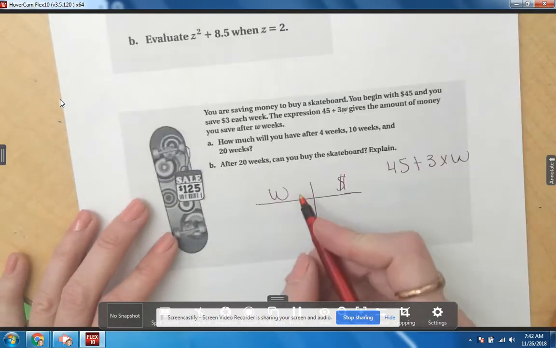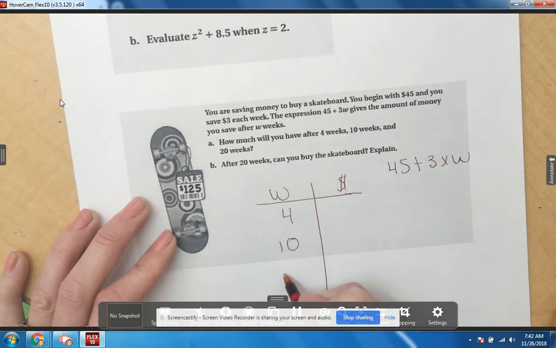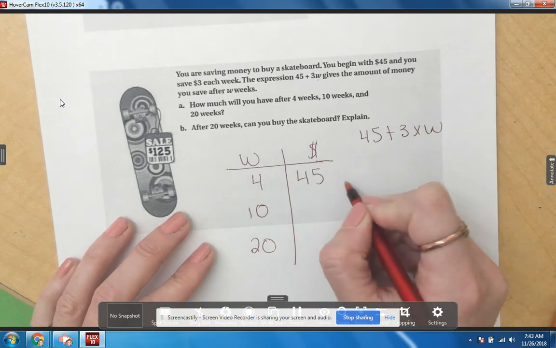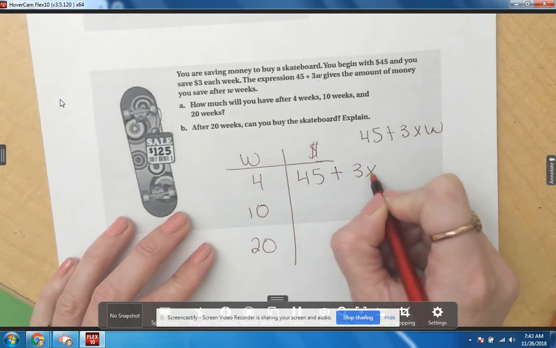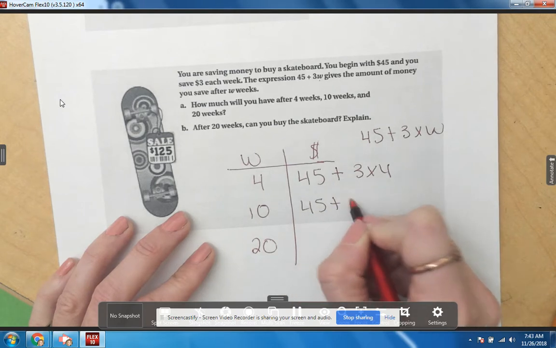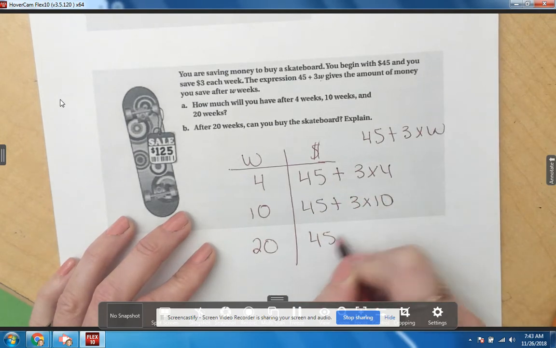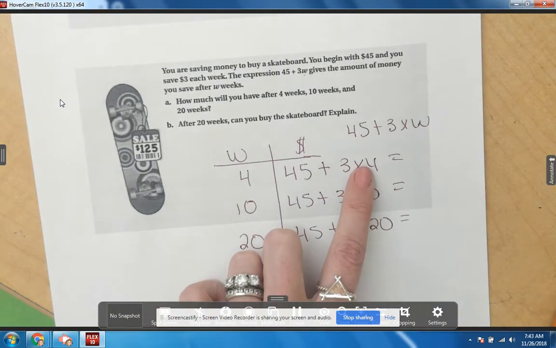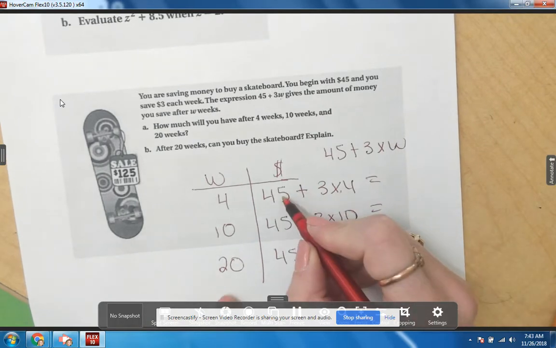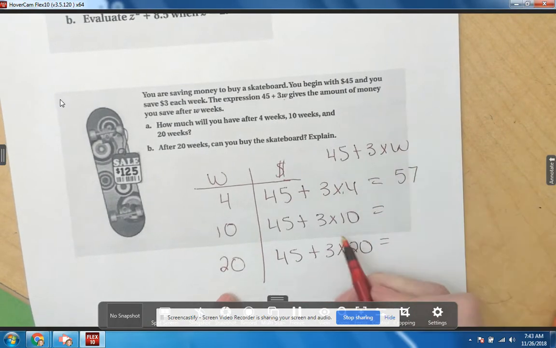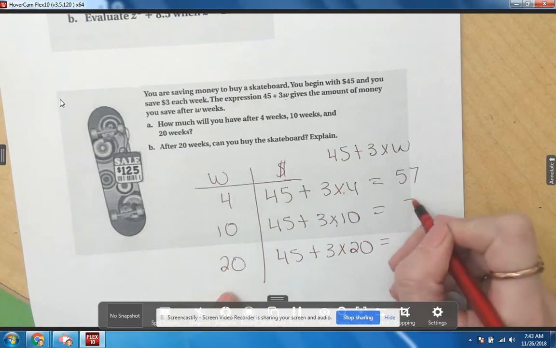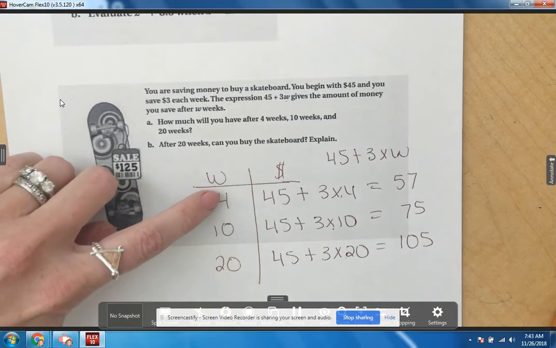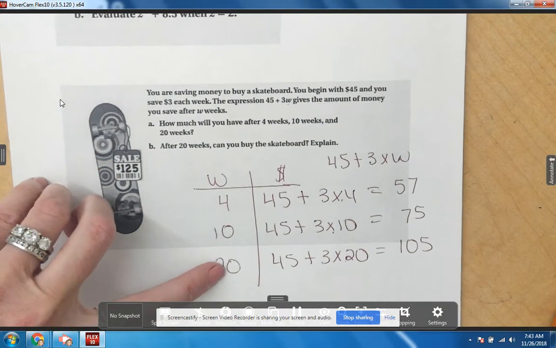They want to know how much will we have after 4 weeks, 10 weeks, and 20 weeks. So all I'm going to do is change the W to those numbers. So 45 plus 3 times 4, 45 plus 3 times 10, and 45 plus 3 times 20. Now I'm just going to do out the order of operations, which you would always multiply first and then add. So this is 12 plus 45, which is 57. This is 30 plus 45, which is 75. This is 60 plus 45, which is 105. So that would be how much you'd have after 4 weeks, 10 weeks, and 20 weeks.